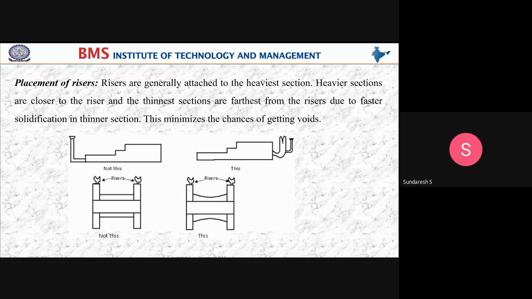So this is a very important thing. Being a design engineer, you should specify where the risers should be located. For that, you have to use the consideration that if you find any thicker or heavier sections, the riser should be placed across that section, and the thinner sections should be further away from the risers. This is what you are supposed to design for the casting, right?